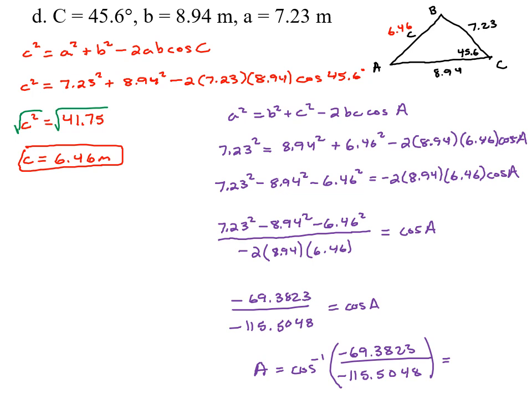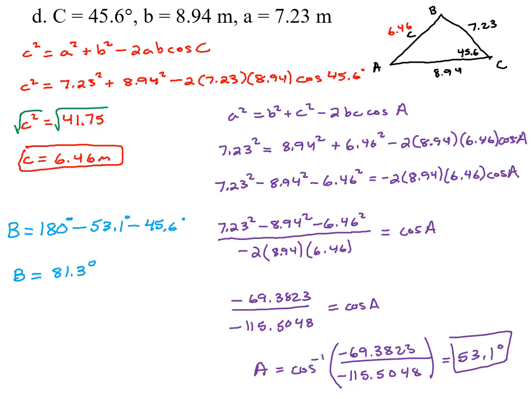So I'll do second cosine 69.3823 divided by 115.5048 gives me an angle of 53.1 degrees. And then once I have two of the angles, I can just do that angle B. That's the angle that I'm missing right here. Angle B is 180 minus A that I just found minus C that I started with. So angle B would be, let's see, 180 minus 53.1 minus 45.6, about 81.3 degrees. And that's my two missing angles and my missing side.